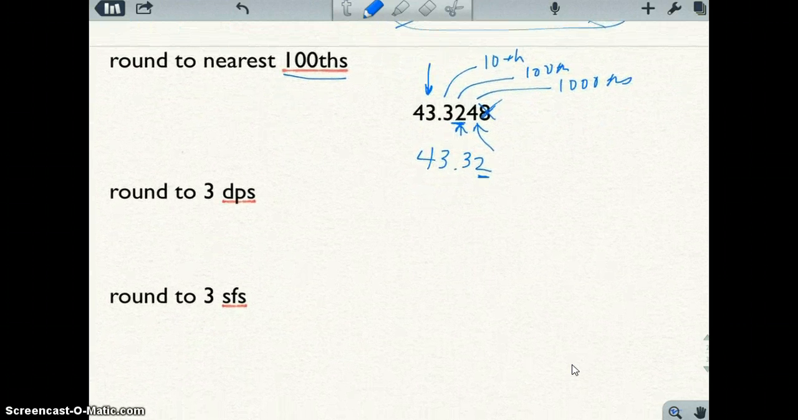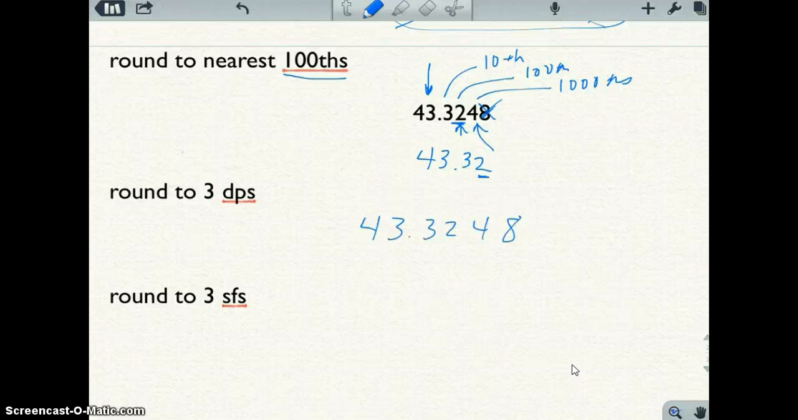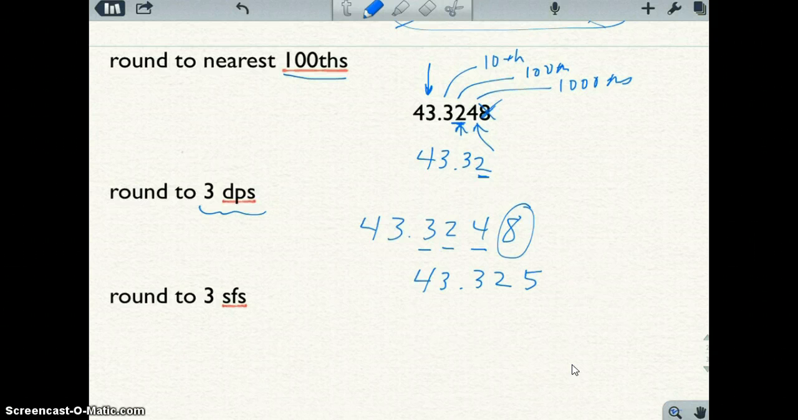Okay, now let's round the same number, 43.3248. We're going to round it to 3 decimal places, okay? So how many decimal places do we want? We want 3. We want that number, that number, and that number. We do not want the 8, okay? But the 8 is going to influence what we do with the 4. What are we going to do with the 4? The 4 is going to stay the same, or it's going to go up to 5? It's going to go up to a 5 because the 8 is greater than 5, okay? 43.325. Now we have 3 decimal places here, okay?